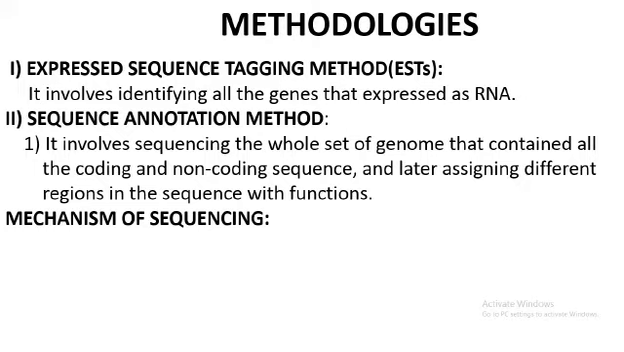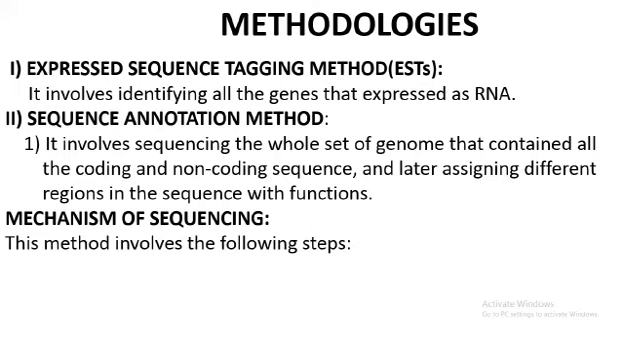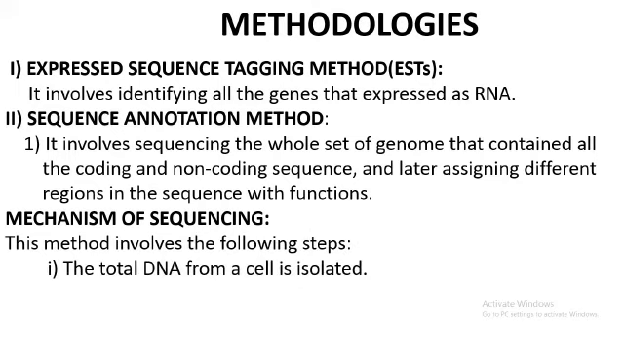Let us come to the mechanism of sequencing. This involves the following steps. The first one is that the total DNA from the cell is isolated. How that is done, you will study when you go to biotechnology. At that time, we will tell you how DNA is isolated. DNA is located in the nucleus of a cell, on the chromosomes. So from the chromosomes, DNA has to be extracted. That is the first step.